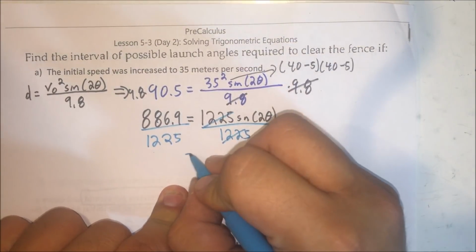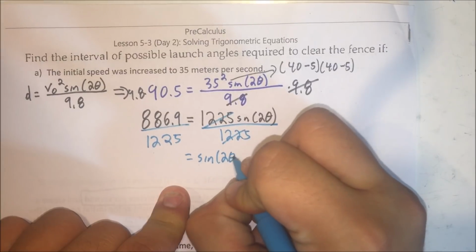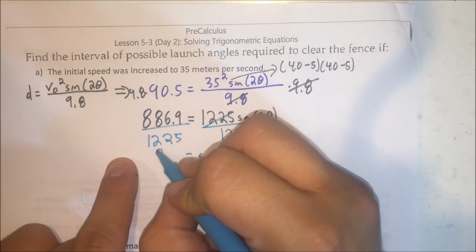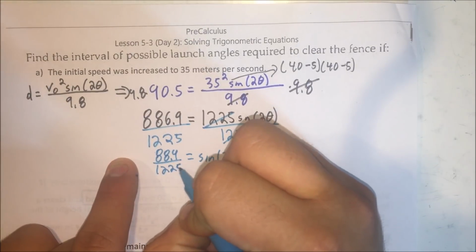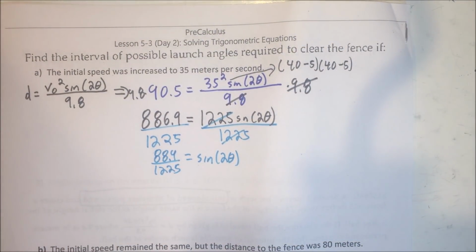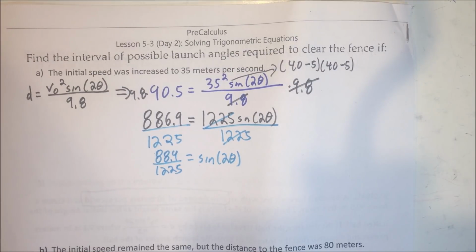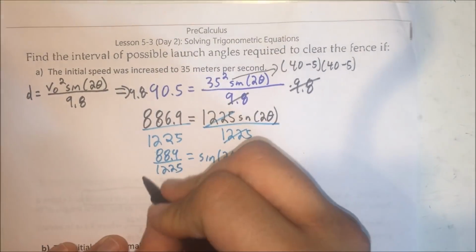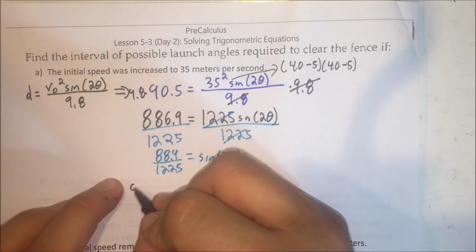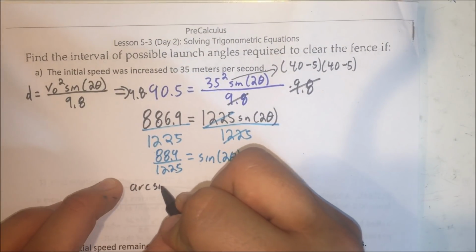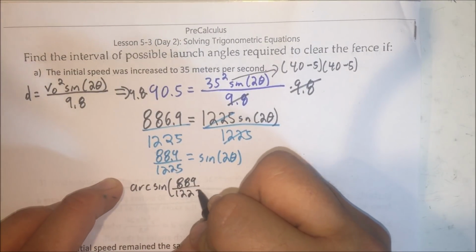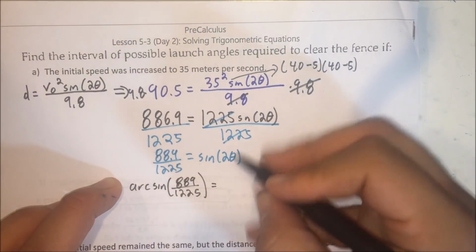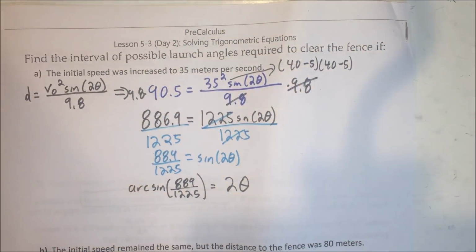Cancels. We get that sine of 2 theta is 886.9 over 1,225. Again, at this point we want to get rid of the sine, so we'll take the arc sine of both sides, and we get the arc sine of 889 over 1,225. The arc sine is going to cancel the sine, so we just get 2 theta on the right side.